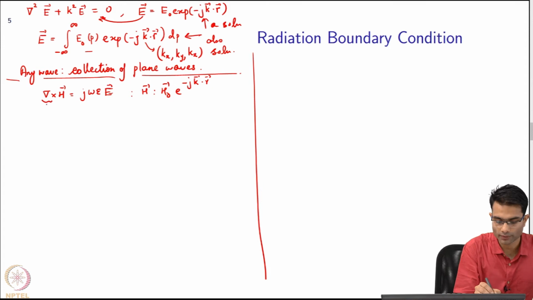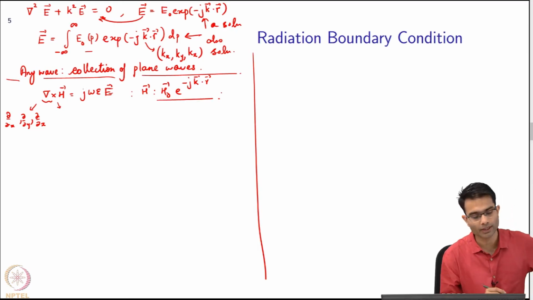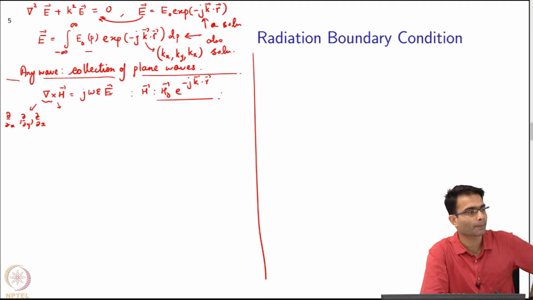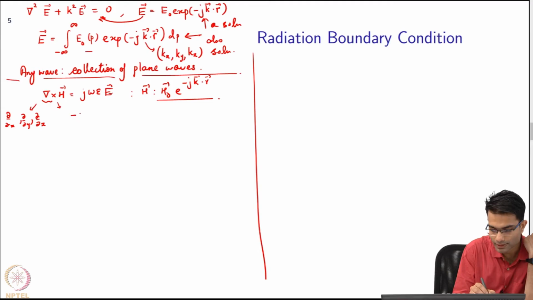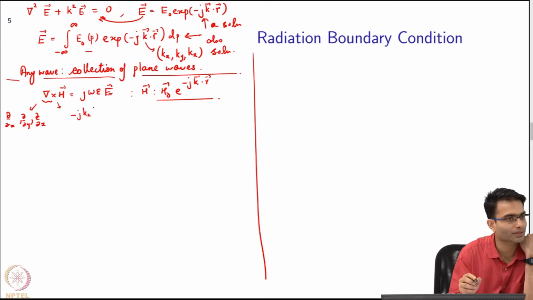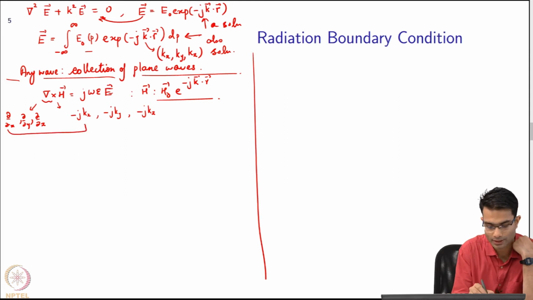So curl over here will have what kind of terms? d by dx, d by dy and d by dz. Okay. So when I do this expression over here, when I try to evaluate curl of H, and H is of this form, whenever it encounters a del by del x, what will happen? Minus jkx will come out from here, wherever there is the x part. Similarly, there will be a minus jky and a minus jkz whenever these derivatives are encountered.